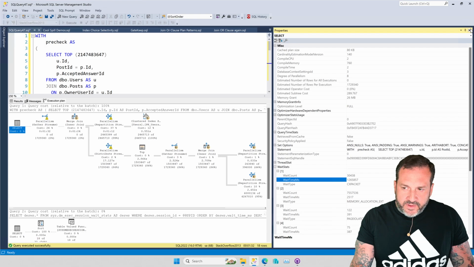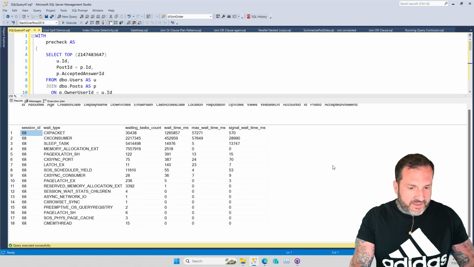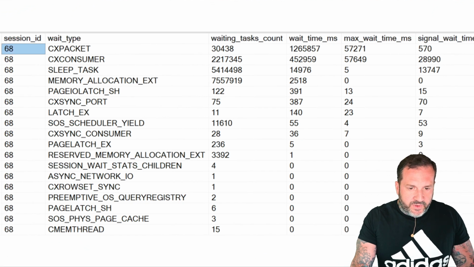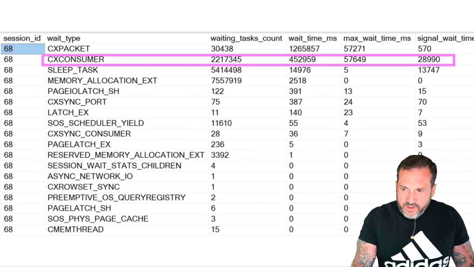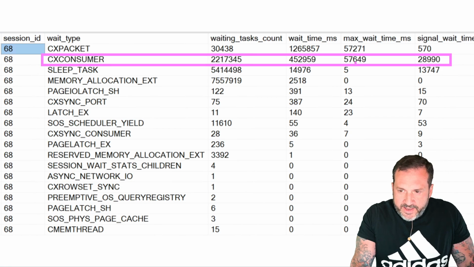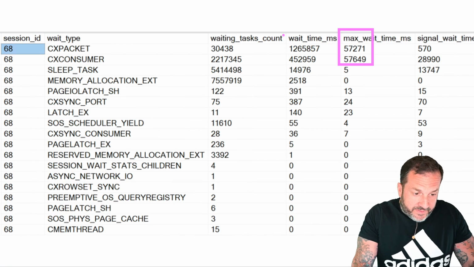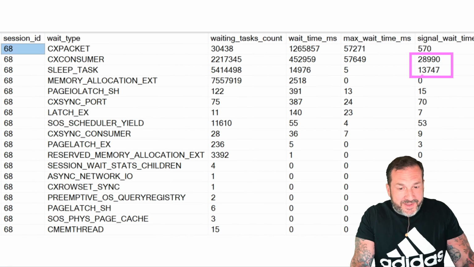But the session level wait stats for the query itself have a lot more interesting stuff to tell us, right? So when we look at the session level wait stats, we have some more interesting things in here. We see our dear friend CX consumer. Look at all the CX consumer time we had in there. Right? That's a lot of time, and the max wait time on both of these is quite nauseating. And if you want to talk about something else that's kind of interesting, the signal wait time on CX consumer and sleep task is also quite interesting for these parallel spills.